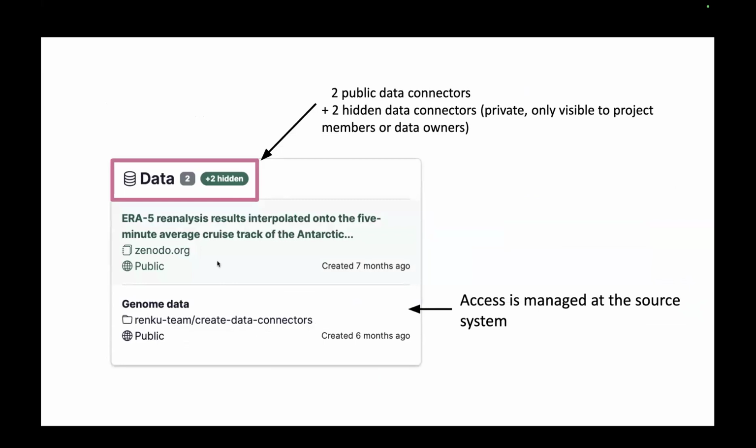And we can see how it is displayed in Renku. When you see the data connectors tab, you can see how many data connectors are public, and you see that there are 2 hidden. So only people with access to those data connectors can also see and mount them. Even for the public data connectors, if they are protected with a key, only the users with the key will be able to mount the data into their sessions.